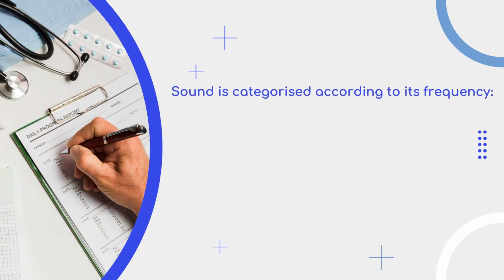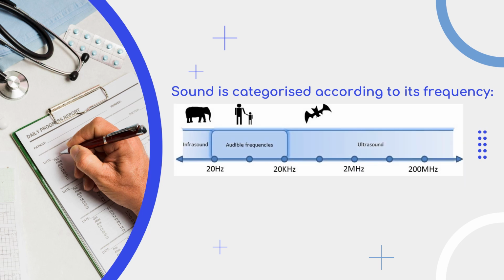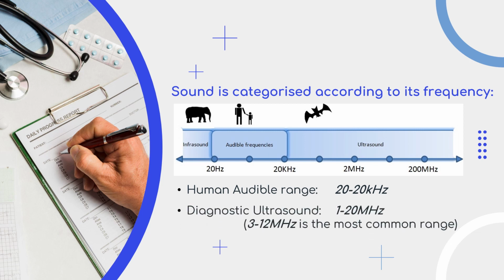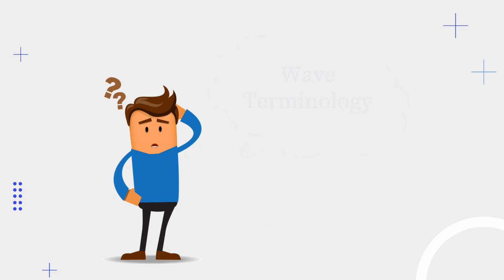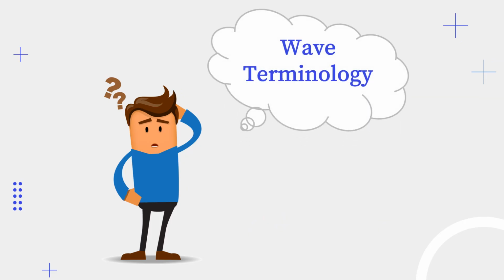Sound is categorized according to its frequency, or number of mechanical variations occurring per unit time. Human audible range, from about 20 Hz to 20 kHz. Diagnostic ultrasound, from 1 to 20 MHz, 3 to 12 MHz being the most common range. Now, we'll move on to wave terminology.